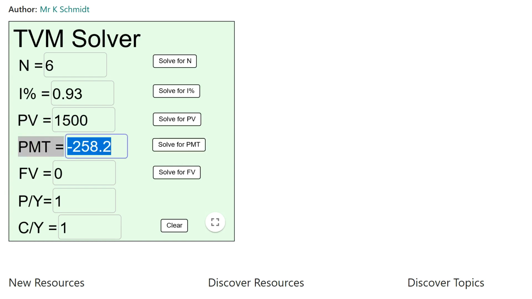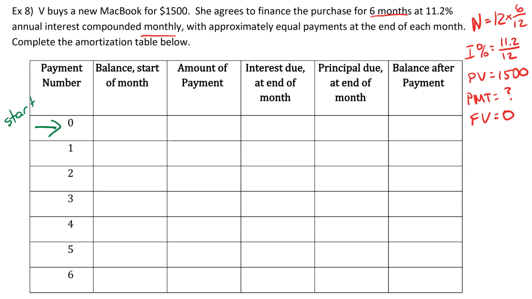Now, in this case, we got the payment was 258.20. That was online. If we did it on the calculator, we would have gotten 258.23. If you use the one from online, that's perfectly fine. You will just end up with a little bit of error like we've talked about before. But for the sake of this example, so I can show you exactly what this is truly doing, I'm going to use the one from the calculator. That way it's just a little bit more accurate.